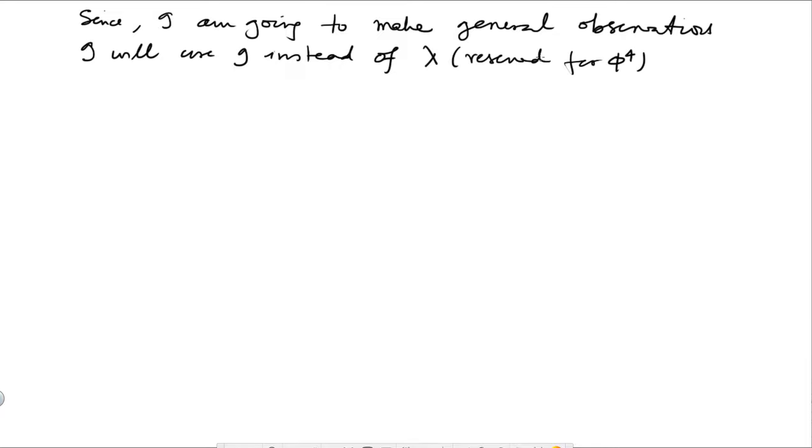Lambda was reserved for phi to the 4 theory, it's not that everyone uses it. So I will use G instead of lambda for the dimensionless coupling in 4 dimensions. Okay, so a slight change of notation.